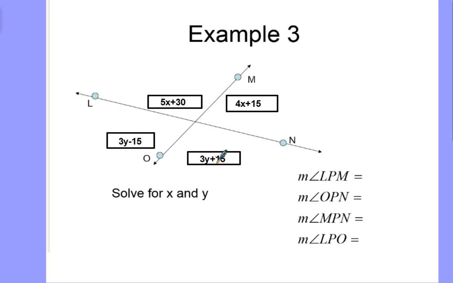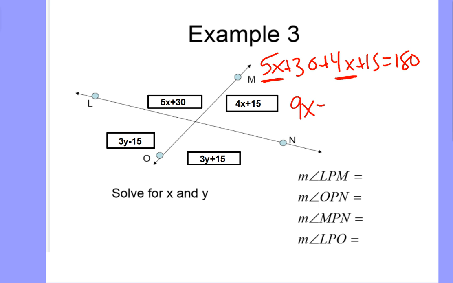So let's look at what we now know about linear pairs. I have a linear pair here and here. So here's a linear pair and here's another linear pair. And we both know that linear pairs add up to 180 degrees. So that means 5x plus 30 plus 4x plus 15 will have to equal 180 degrees. This is more beneficial because we have two of the same variable in our equation.